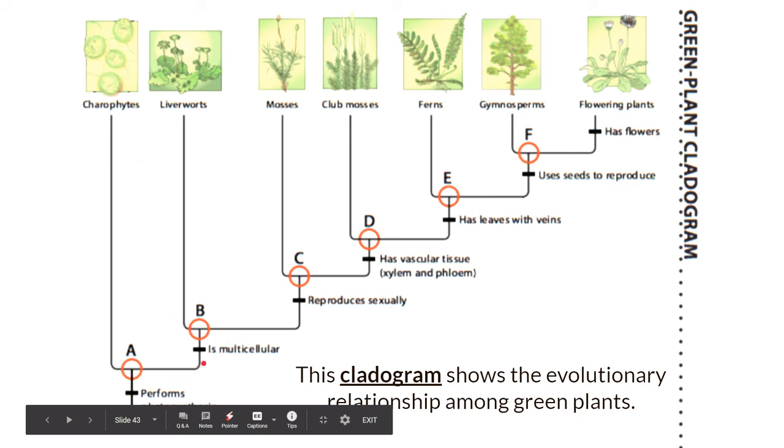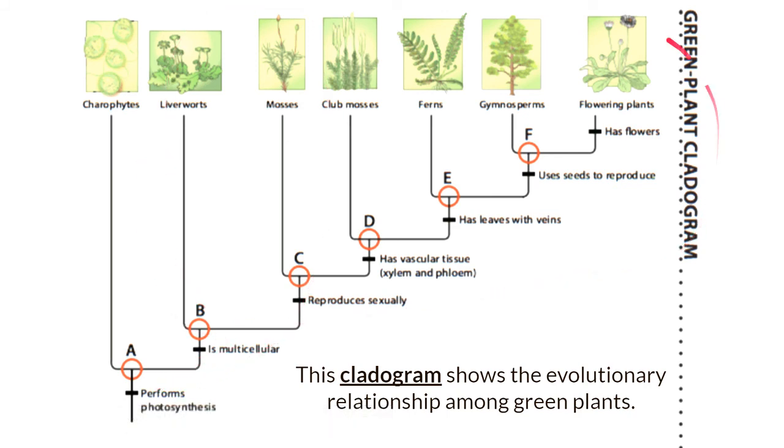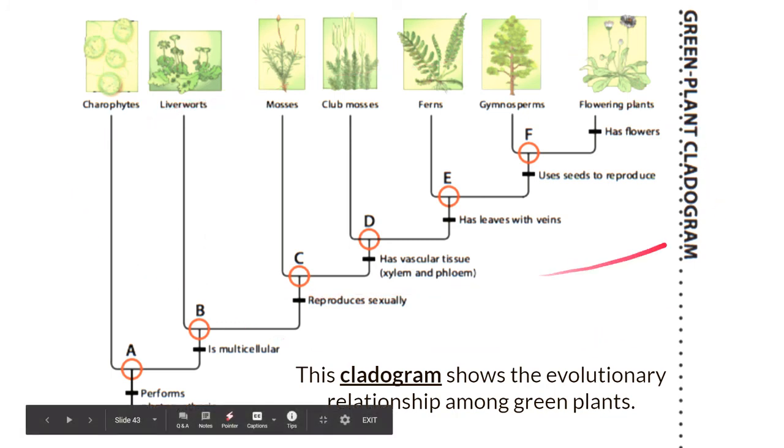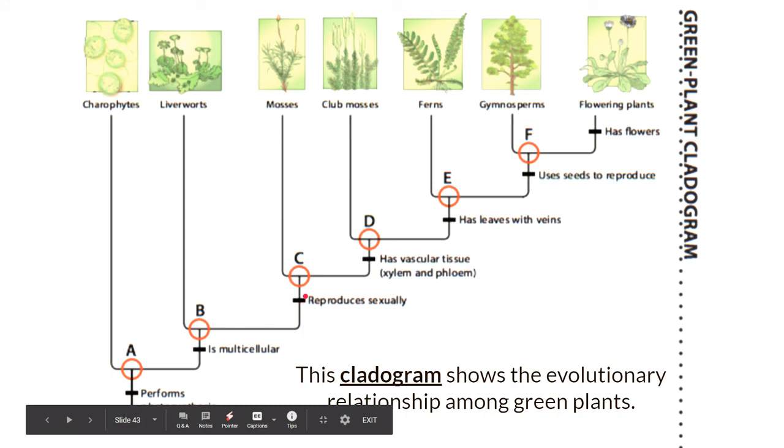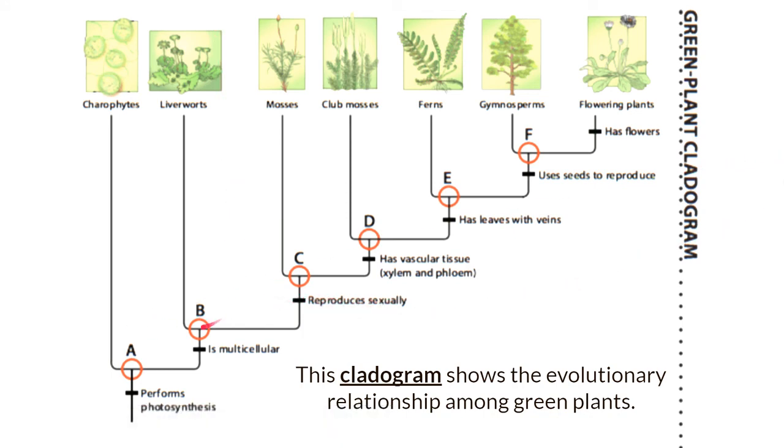So still photosynthesis, but this B group is now multicellular, or all of them are multicellular. So as we can see another split here, because this group reproduced sexually. They had a common ancestor that reproduces sexually, while this group does not have that ancestor. So they reproduce asexually. So those are your liverworts. Now another split here. So this group from club mosses up to flowering plants had an ancestor with a vascular tissue, xylem and phloem. Well, this group does not. So they are shown here to split from each other.